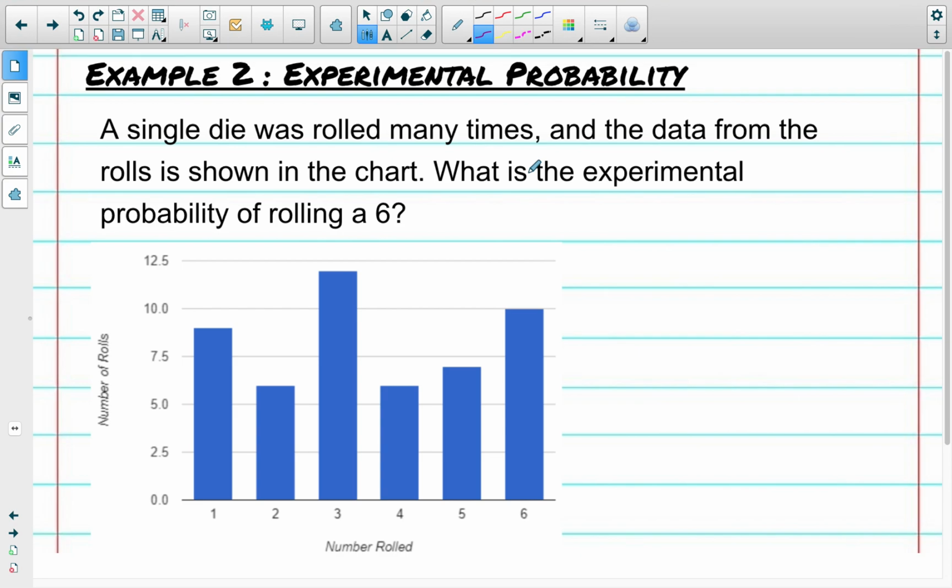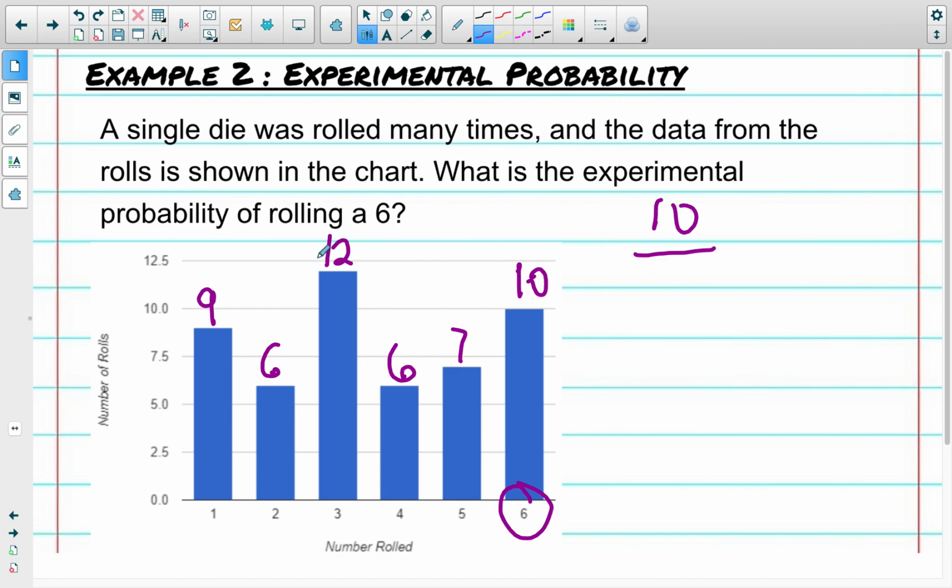Example 2, experimental probability. So now we actually did an experiment where we rolled a die many times, and the data is shown in this chart. It's asking for the experimental probability of rolling a 6. Over here we can see that we rolled a 6 10 times. So it's going to be 10 over something, and we need to figure out how many total outcomes there were. So we'll estimate that they rolled a 5 7 times, a 4 6 times, a 3 12 times, a 2 6 times, and a 1, we'll say 9 times. And so now we need to add these up.